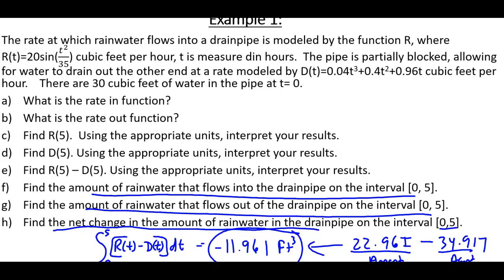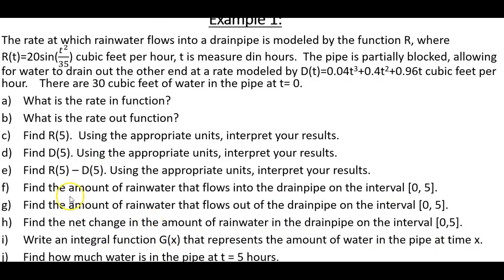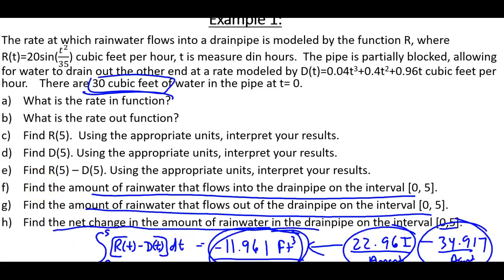In other words, since more came out than went in, we end up with negative. Now, I don't want you to think, well, wait a minute, Mr. Bailey, you can't have negative cubic feet of water. Well, you got to remember, we started with 30 cubic feet. And over that 5-hour time period, this much went in and this much came out. So we lost this much from our original amount. So we don't have negative cubic feet of water, but that's how much water we lost from the starting amount, which was 30 cubic feet. Okay, so there's that. Let's go ahead and move on to our next question here.